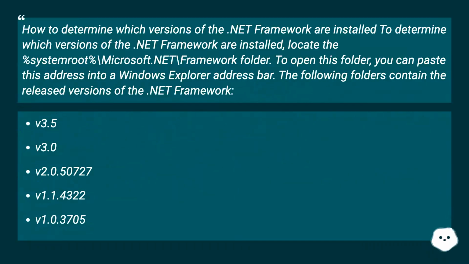From Microsoft: How to determine which versions of the .NET Framework are installed. To determine which versions of the .NET Framework are installed, locate the %systemroot%\microsoft.net\framework folder. To open this folder, you can paste this address into a Windows Explorer address bar. The following folders contain the released versions of the .NET Framework: v3.5, v3.0, v2.0.50727, v1.1.4322, v1.0.3705.